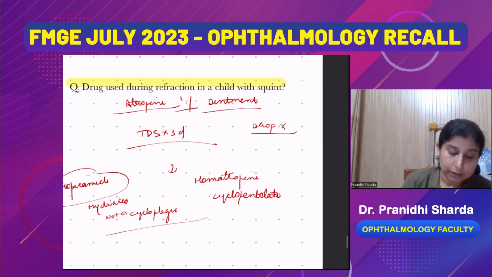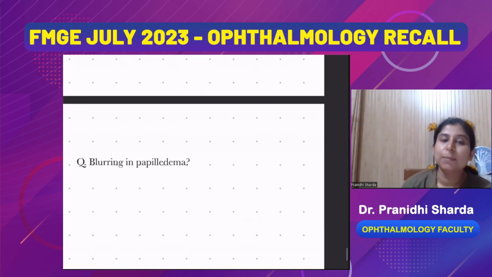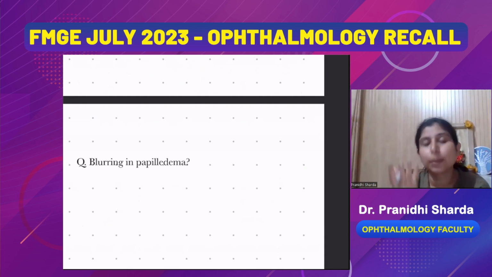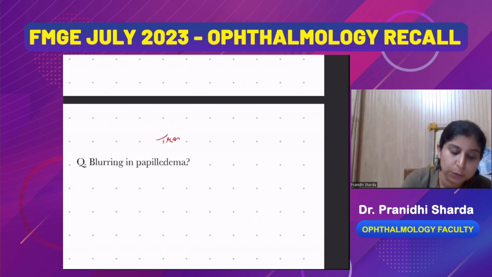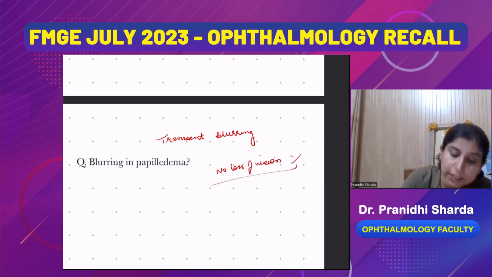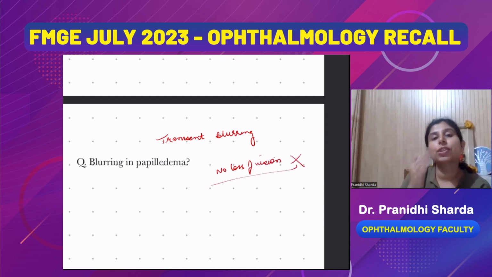Next is blurring in papilledema. Only these words, mainly two words, I found in the question. I don't know what was asked, but from this statement I can only tell you that in papilledema there is transient blurring which is seen. There is no loss of vision in papilledema. So vision is not lost in papilledema. There is just transient blurring which is seen.